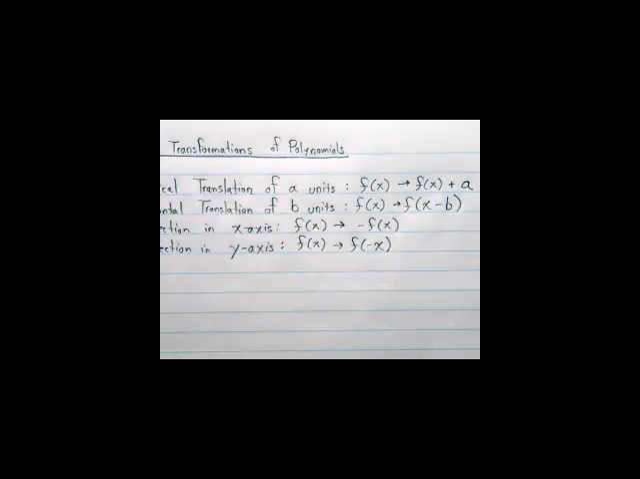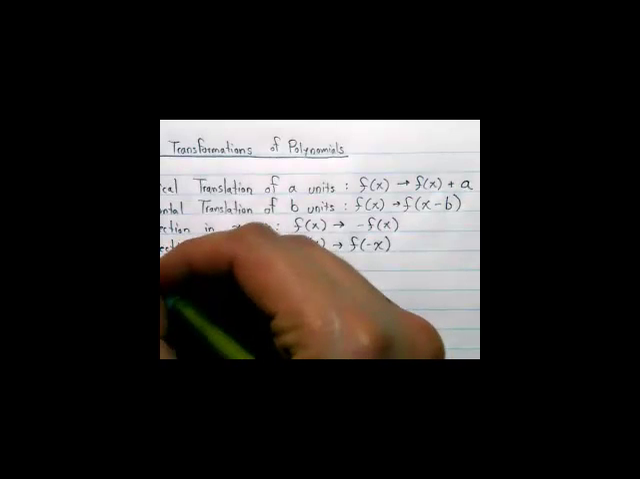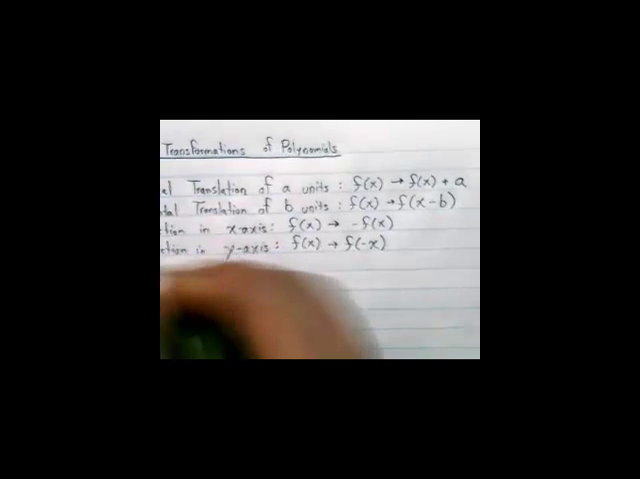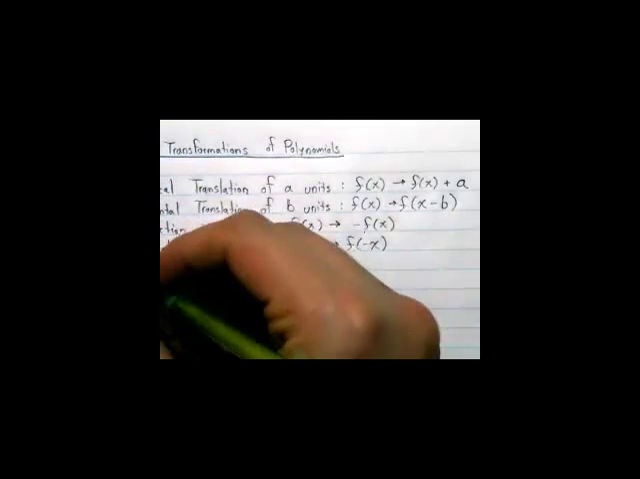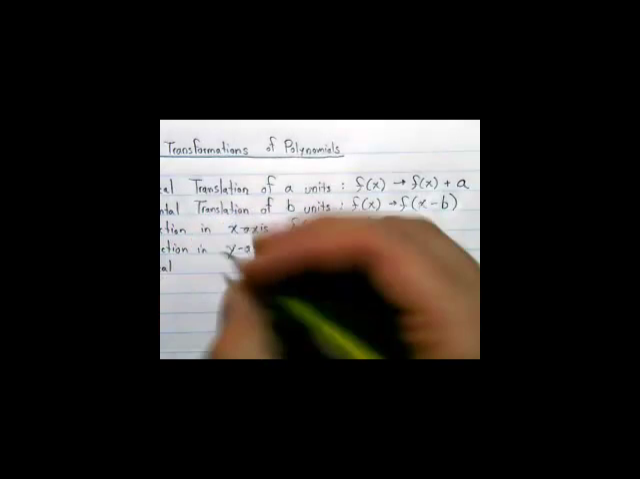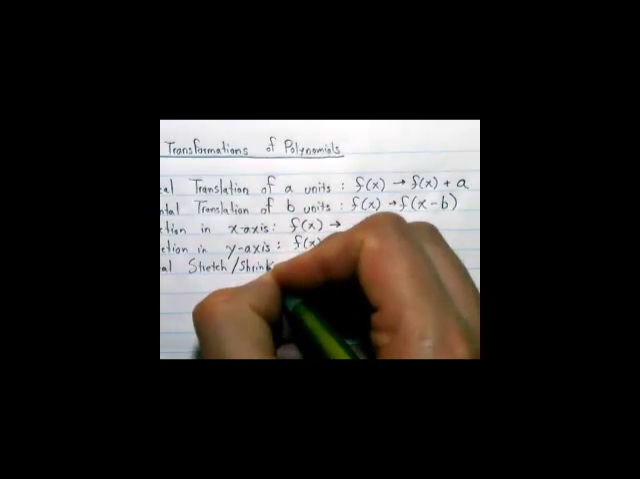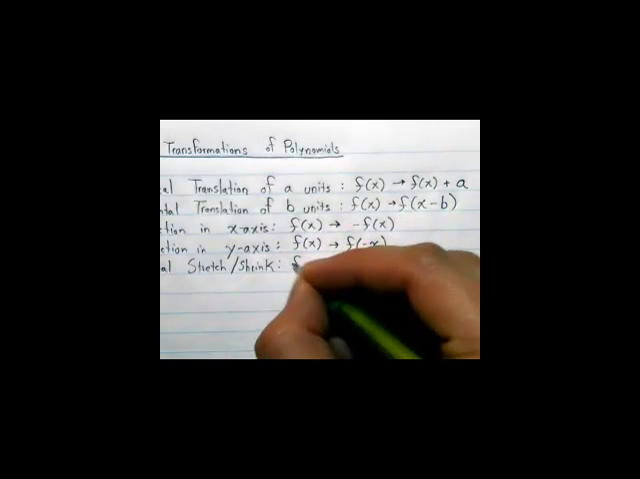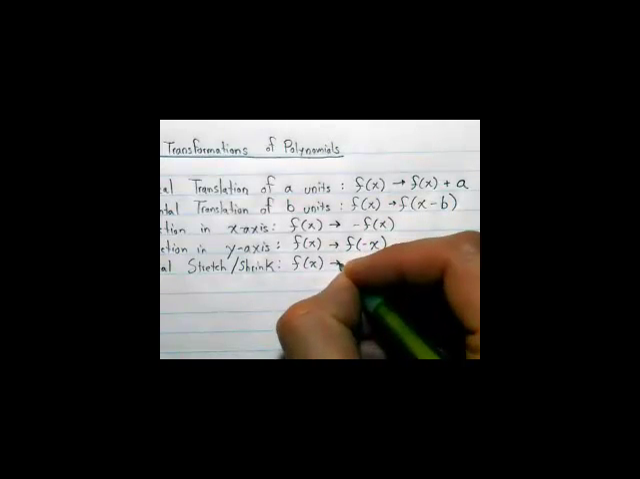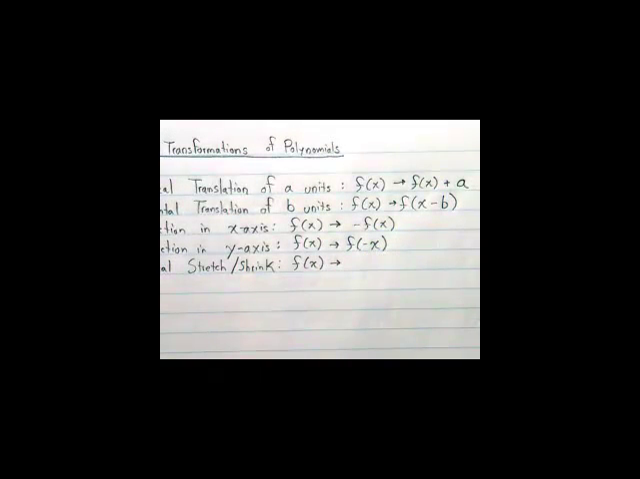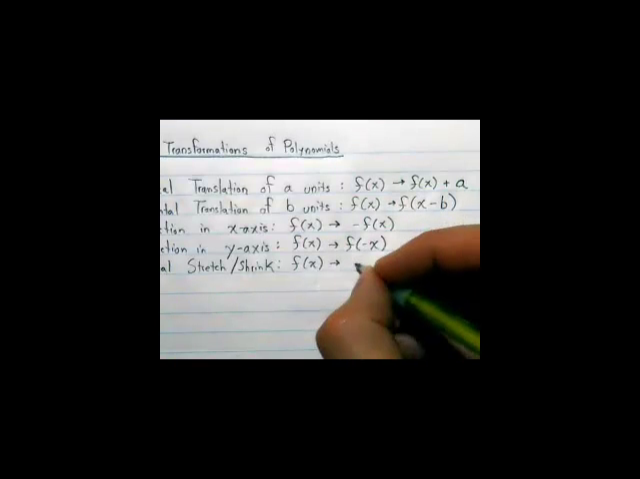Okay? So those are your translations, your reflections, and then we've got our horizontal. Well, I guess that's sorry. I'll go vertical first. Vertical, horizontal, stretch. So do a vertical stretch or shrink. So when you're doing a vertical stretch or shrink, it's a multiplication, but it's a multiplication on the outside in front of the entire equation. And I guess I'll use C.